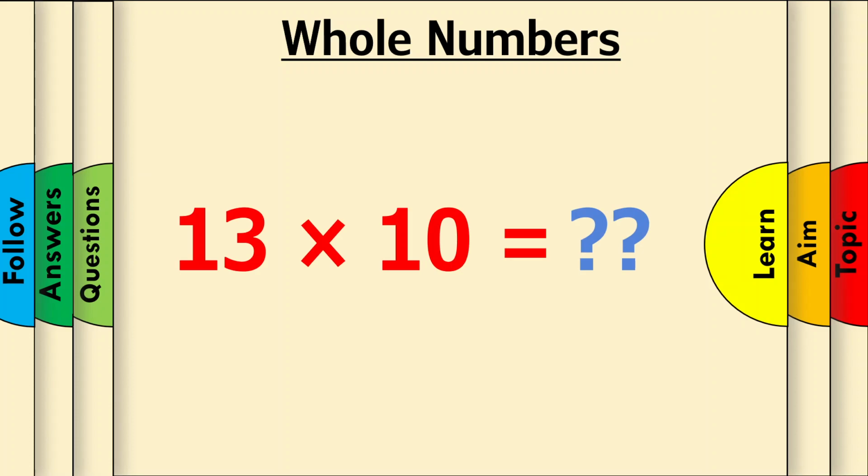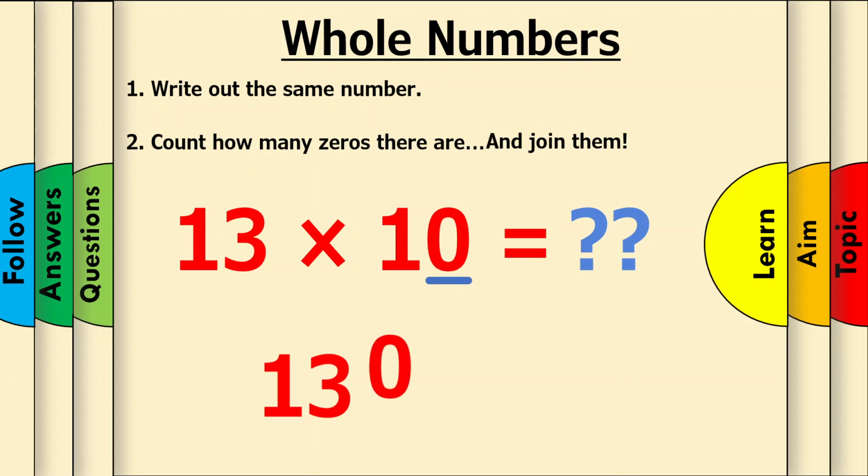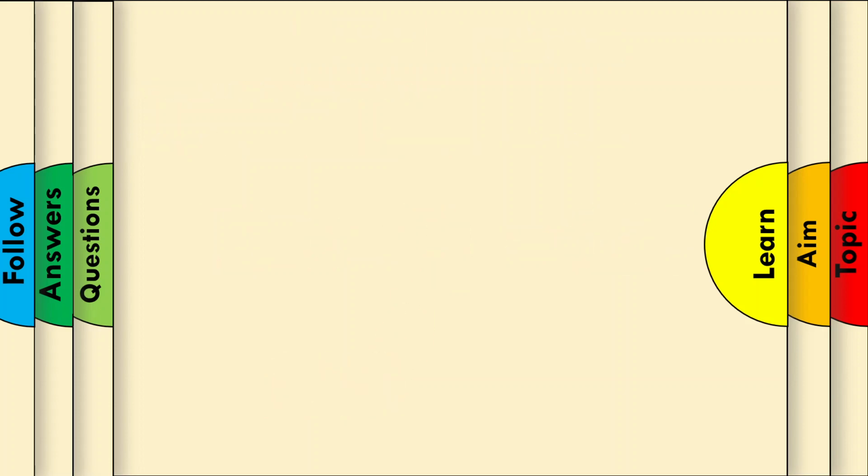First, write out the same number, in this case 13, below. Now, count how many zeros are in the other number. In 10, there is 1 zero. Join this to get the answer, which is 130. Awesome, right? Let's take a look at another example question.